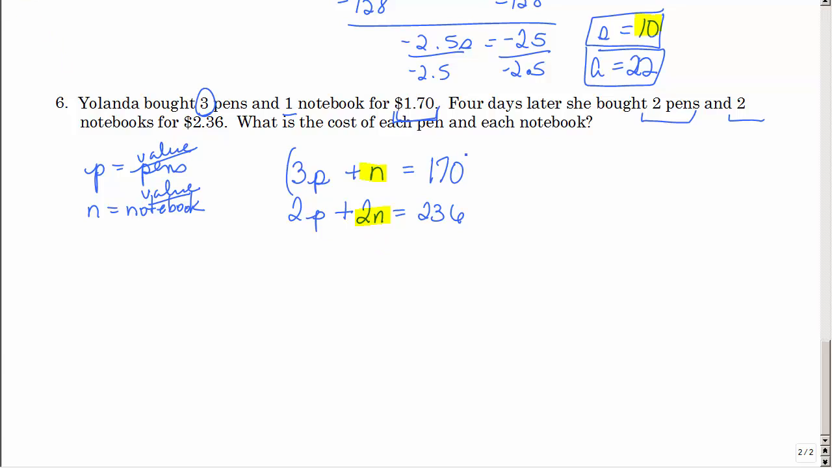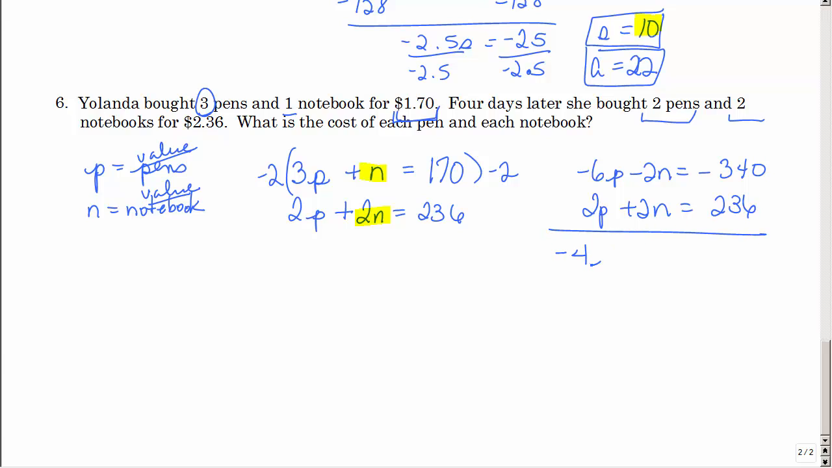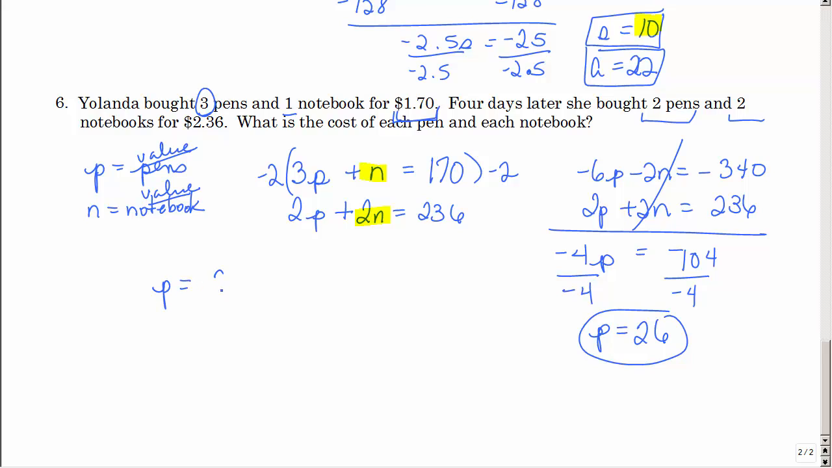So I'm going to multiply this one by not 2, but -2. So if I multiply by -2, I'm going to get -6p minus 2n equals -340. I think that's right. So dividing a negative by a negative, I get positive. That's good news. So it's not 26 pens, it's that the pens are worth 26 cents each. So I have to know how much the notebooks are worth.